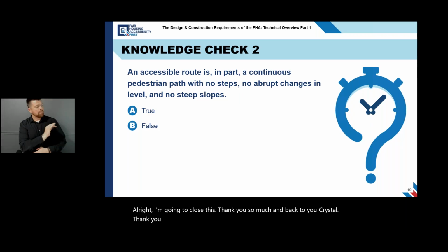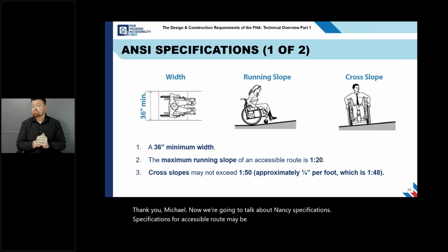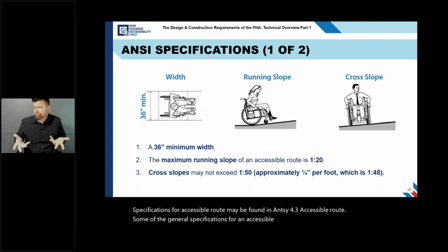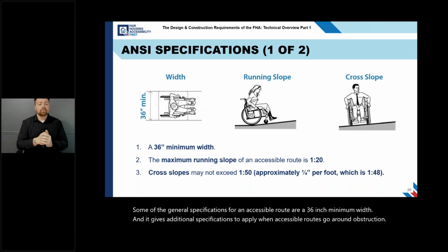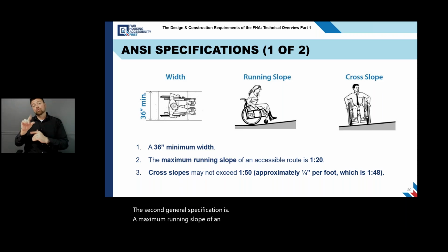Now we're going to talk about ANSI specifications. Specifications for accessible routes may be found in ANSI 4.3, accessible route. Some of the general specifications for an accessible route are a 36-inch minimum width. ANSI gives additional specifications to apply when accessible routes go around obstructions. The second general specification is a maximum running slope of an accessible route is 1 to 20.